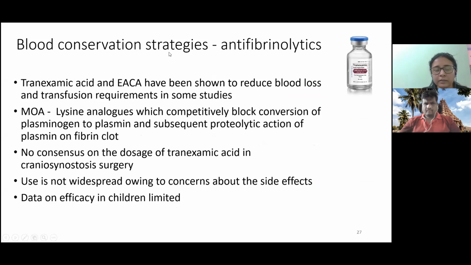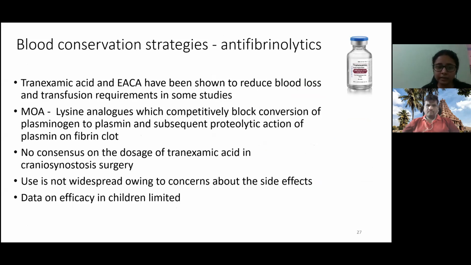Coming to the next blood conservation strategy, that is antifibrinolytics. Tranexamic acid and epsilon aminocaproic acid have been shown to reduce blood loss and transfusion requirements in some studies. Now, both of these are lysine analogs which competitively block conversion of plasminogen to plasmin, thereby preventing subsequent proteolytic action of plasmin on the fibrin clot and stabilizing the fibrin clot.